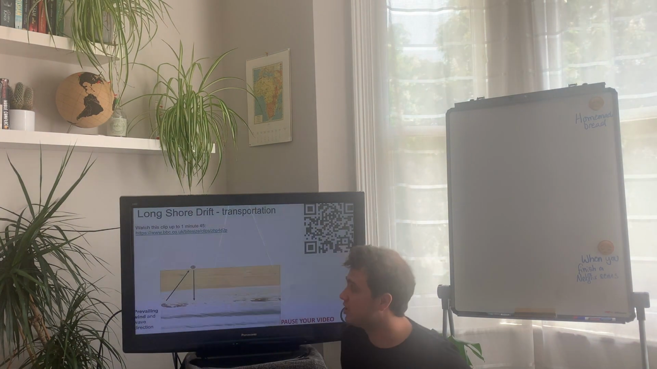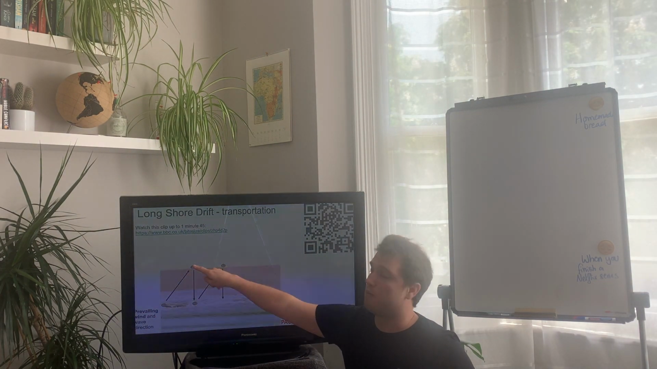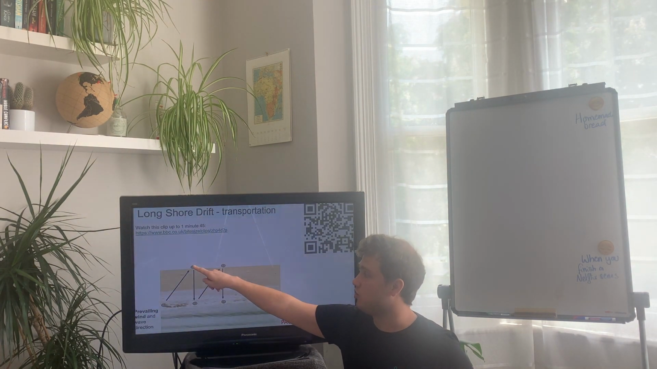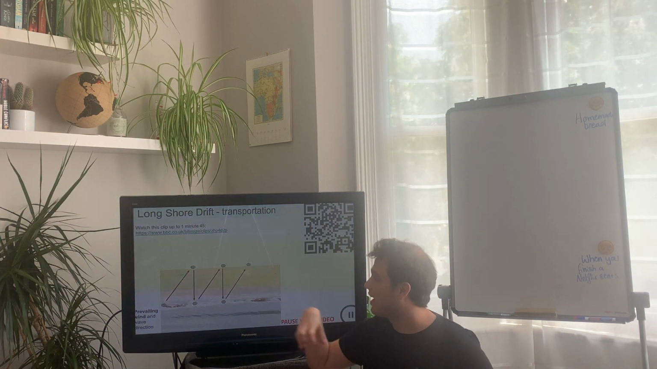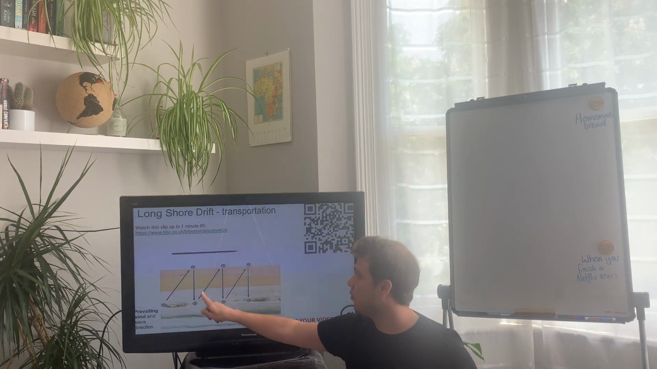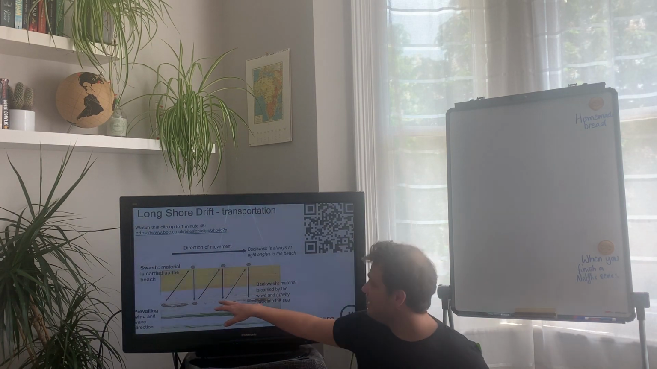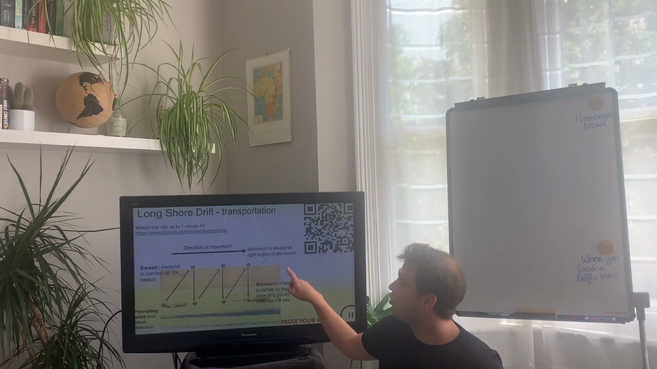So what will always happen, because the prevailing wind will normally be at an angle to a coastline, is it brings the material into the coastline at an angle. But due to our backwash, from when the waves break and then they pull back out to sea, the material gets pulled back out in a straight line. But the prevailing wind will then blow it back in at an angle. Backwash will pull it backwards, and so on. And this then carries it along the coastline.